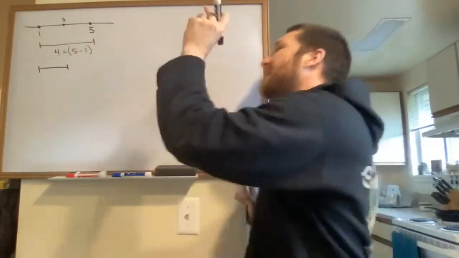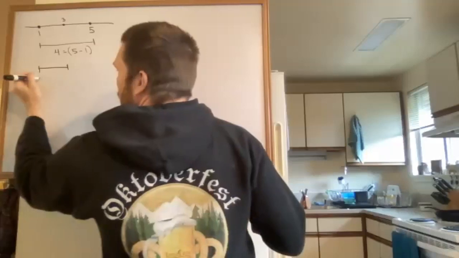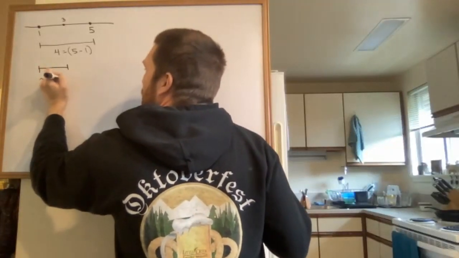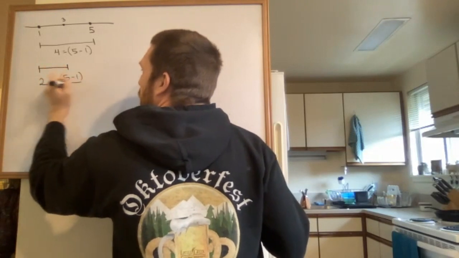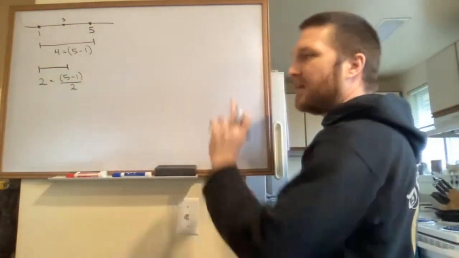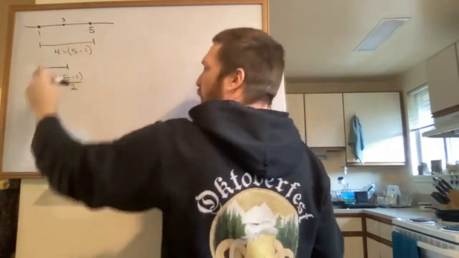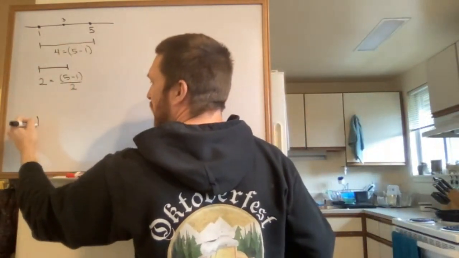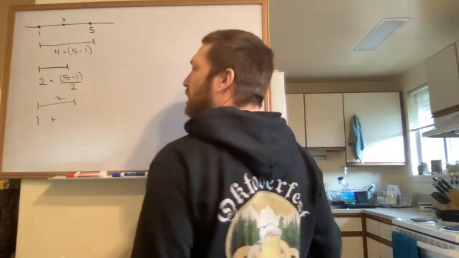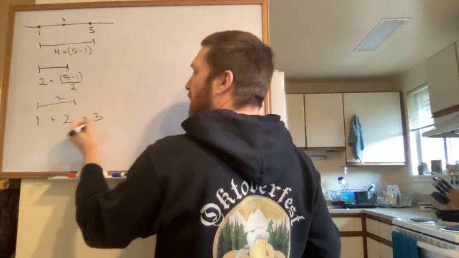And then what do we do to find half of that distance? Divided by 2. We divide it by 2, which gives us 2. And we got that by taking 5 minus 1 and dividing by 2. And so now what we're doing to find the actual midpoint is we go to the left-hand point, which in this case happens to be 1, and then we add this distance right here, that distance of 2, which gives us our actual midpoint 3.